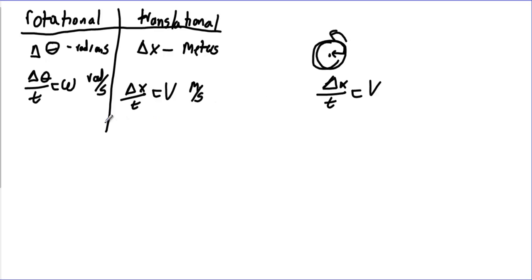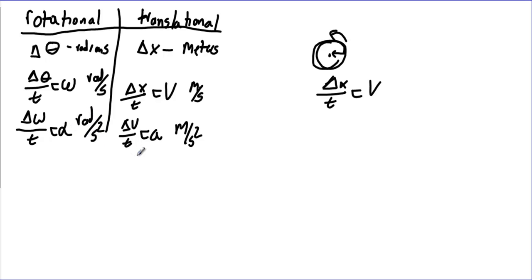Okay, and so that's velocity. Translational, we have the change in velocity over time, which is acceleration. Okay, and that's measured in meters per second squared. We have that same quantity over here on the rotational side. The change in angular velocity over time is actually angular acceleration, which is radians per second per second. Okay, so we have similar quantities in both.